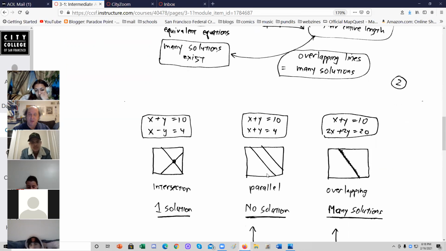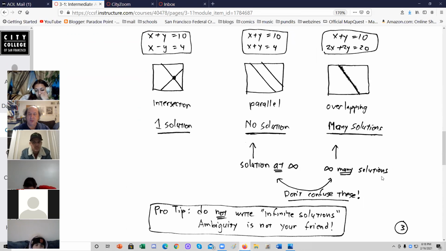So here we have three possibilities. Intersecting lines with one solution, parallel lines with no solution, overlapping lines with many solutions. So I have to repeat, do not say infinite solutions because that's ambiguity. And in mathematics, ambiguity is not your friend. It is your friend in love and war, but math, by contrast, has standards.